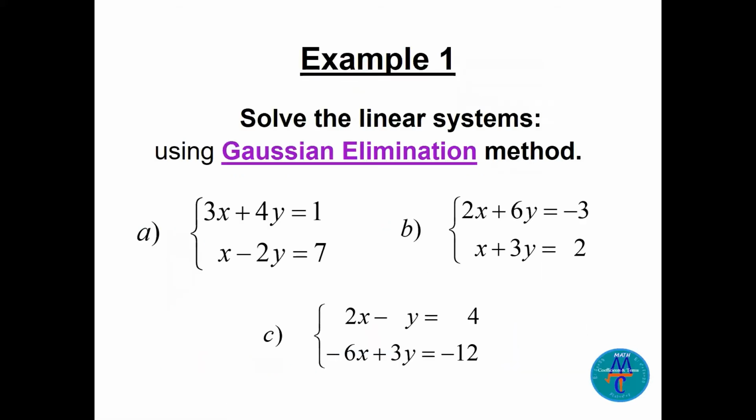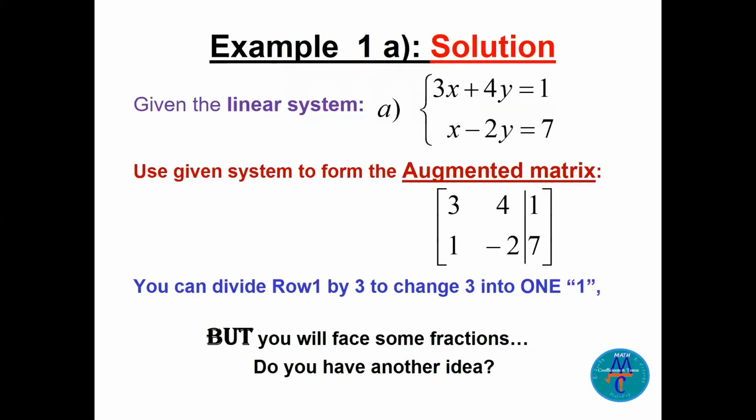In example 1, I will show you 3 different questions in one example. Let's use the Gaussian elimination method to solve A, B, and C. I will show you the first one directly, then you can try the others if you like. This is the system here: 3x plus 4y is equal to 1, x minus 2y is equal to 7. First we write the augmented matrix, which is the matrix in big size. So this is 3, 4, 1 and 1, minus 2, 7.